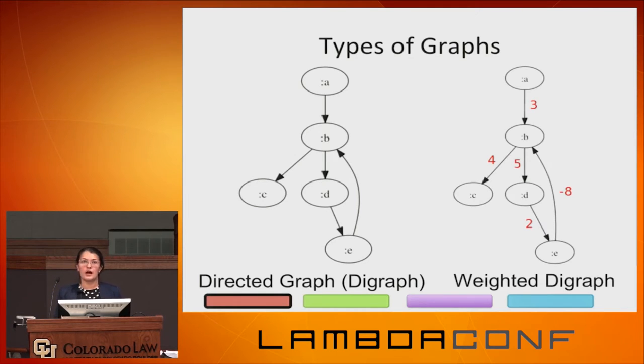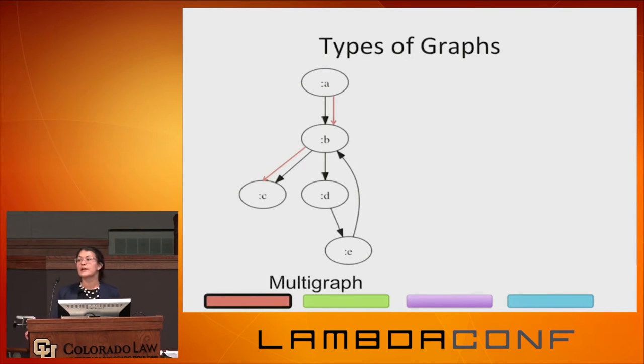Now, more exotic types of graphs, but still very commonly used, are multigraphs, where you can have multiple edges between two nodes. They're usually used when, suppose you want to figure out whether you should drive from Boulder to New York, or you want to fly from Boulder to New York.